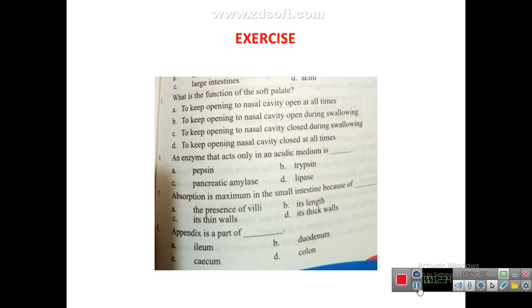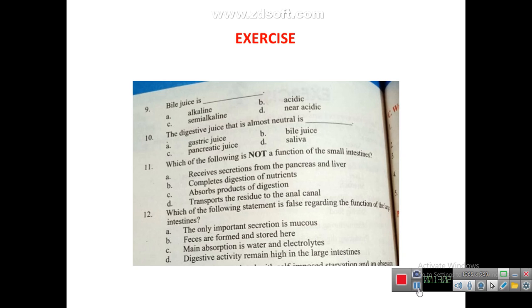Fifth, what is the function of the soft palate? Answer is option C, to keep the opening to the nasal cavity closed during swallowing. Sixth, an enzyme that acts only in acidic medium is pepsin. Seventh, absorption is maximum in the small intestine because of the presence of villi. Next, the appendix is part of the cecum. Ninth, bile juice is alkaline. Tenth, the digestive juice that is almost neutral is saliva.